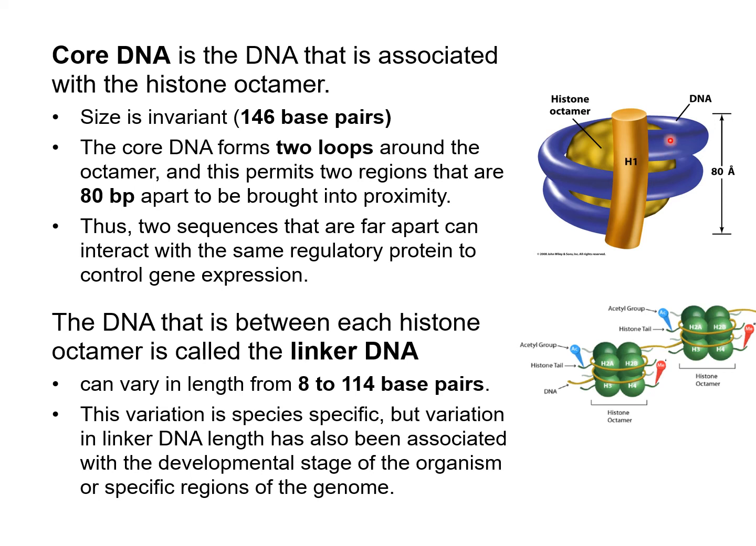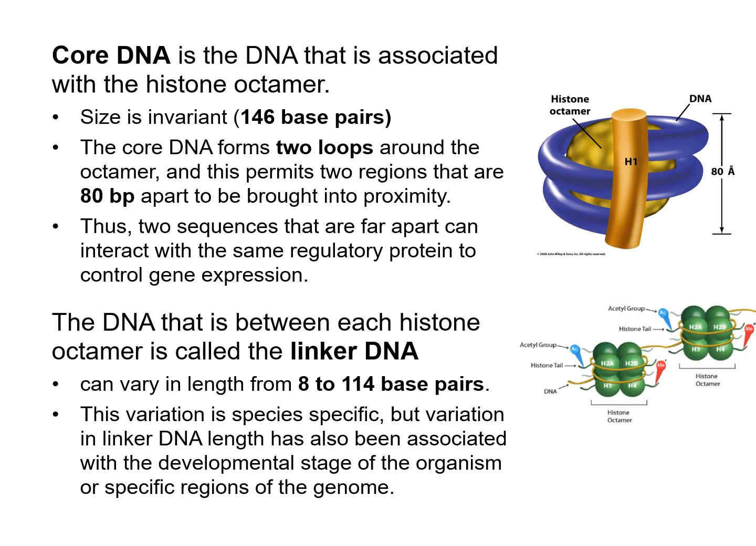The core DNA forms two loops around the octamer, as you can see here, and this permits two regions that are about 80 base pairs apart to be brought into proximity. Thus, these two sequence regions that are far apart can interact with the same regulatory protein to control gene expression at the same time.